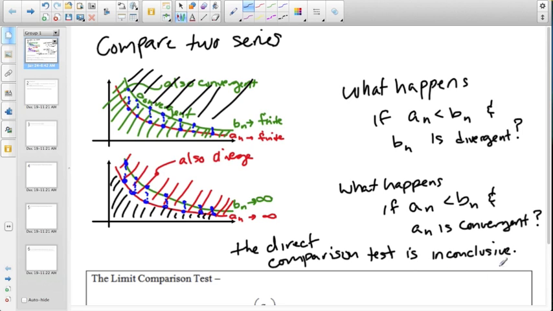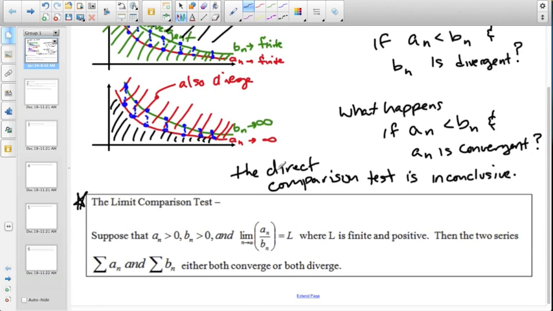And all that means is we need to have another test. And so we then come up with something called the limit comparison test. What the limit comparison test says is when this is inconclusive, we can still compare A sub n to B sub n. But what we're going to do is create a ratio of the two, and we're going to evaluate the limit of that ratio.